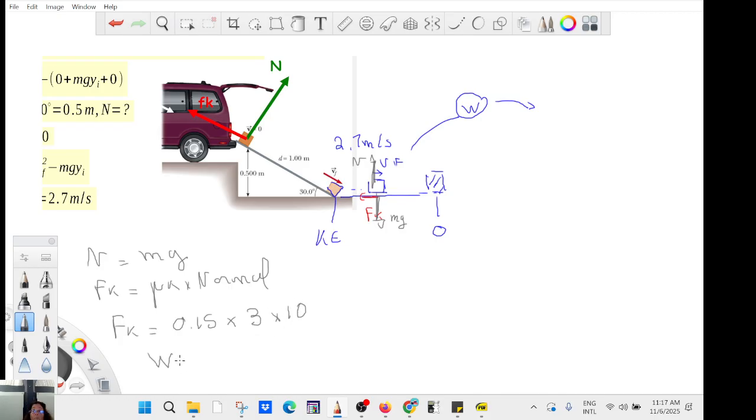So the work done by friction is negative, right? So it's negative 0.15 times 3 times 10 times the distance. It goes from here to there. That will be your distance.